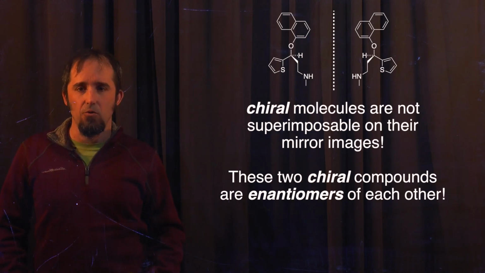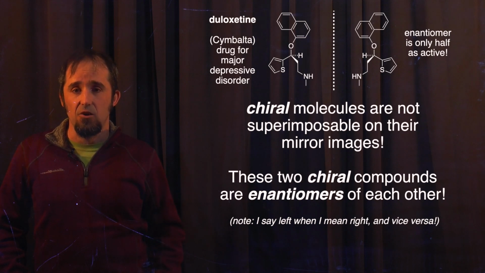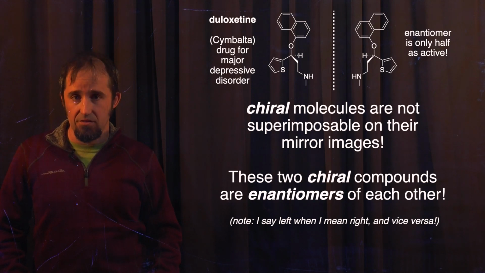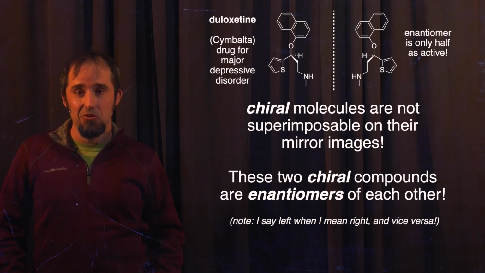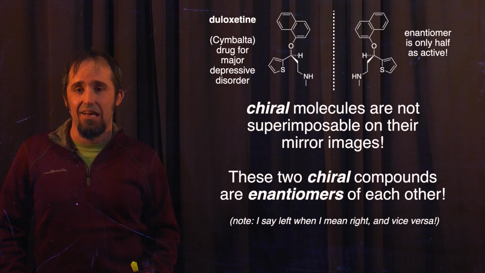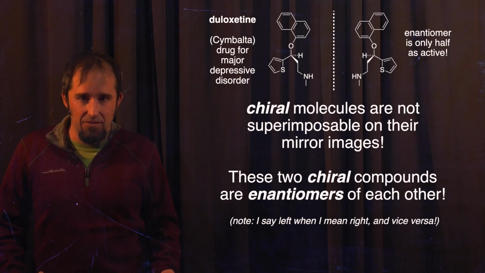Why is this important? Why should we care about this? The molecule on the right is called duloxetine, or Cymbalta. It is a very important treatment for major depressive disorder. The molecule on the left is not. The molecule on the right is twice as effective as the molecule on the left in treating this disorder. So how should we think about this?